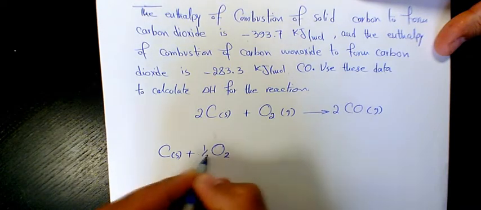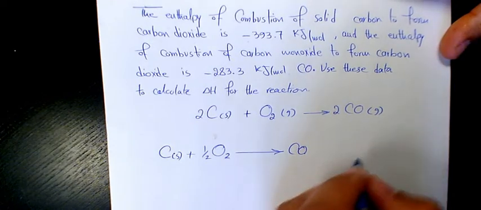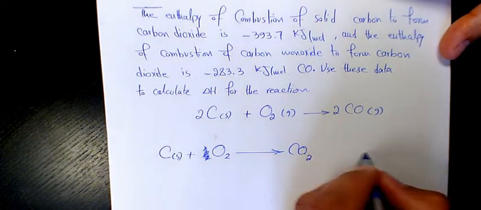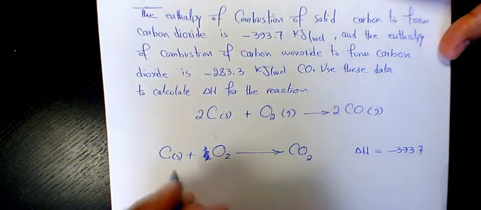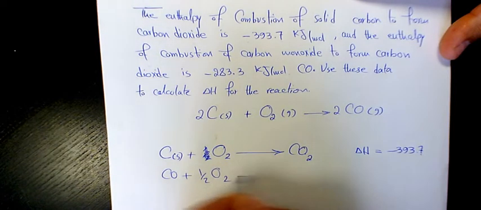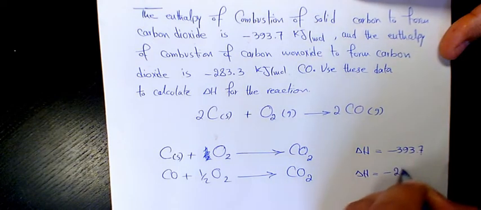So the first reaction here is C plus O2 gives CO2. This is carbon dioxide, so it has to be CO2. So this one is negative 393.7. The next one is CO plus half of O2 is going to give us CO2, negative 283.3 kilojoule per mole.